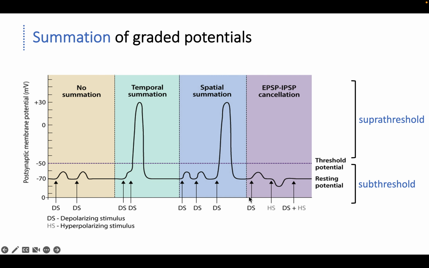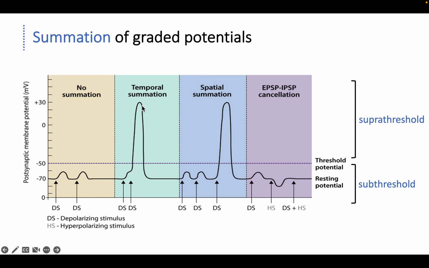Okay, so here you can see how we summate. So we're either summating temporally, spatially. There could be no summation, or there can be cancellation of different postsynaptic potentials. All right. So here we have our threshold, right? So if we look at our threshold potential, this is our -55 or -50 or so. If you have one DS, where DS stands for depolarizing stimulus and HS stands for hyperpolarizing, and you return back to resting potential, and then you have another one, those didn't summate, right? So you don't move any closer to threshold as a result of the second one, okay?